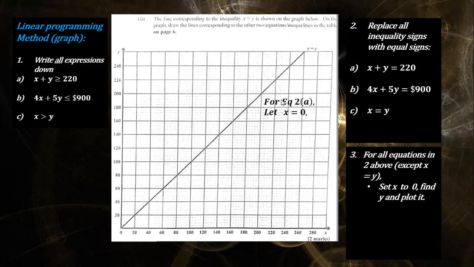Awesome. So we say for equation 2a, let x equal 0. Hence, 0, therefore 0 plus y equals 220. If x is 0, then 0 plus y equals 220, right? Pretty much straightforward, but 0 is really nothing. Hence, we can say y is equal to 220 and plot it on the y-axis at this point.